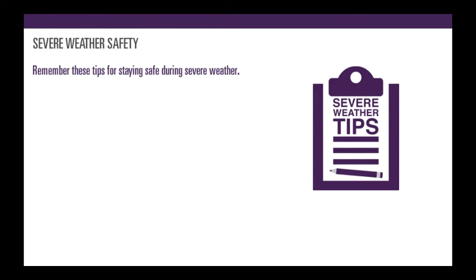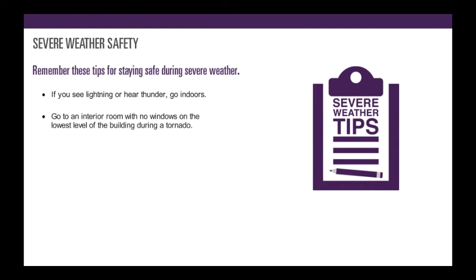Remember these tips for staying safe during severe weather. If you see lightning or hear thunder, go indoors. Lightning can strike well ahead of a thunderstorm, so don't wait until the storm is over you. If there's a tornado, go to an interior room with no windows on the lowest level of the building. Mobile homes are never safe in a tornado.